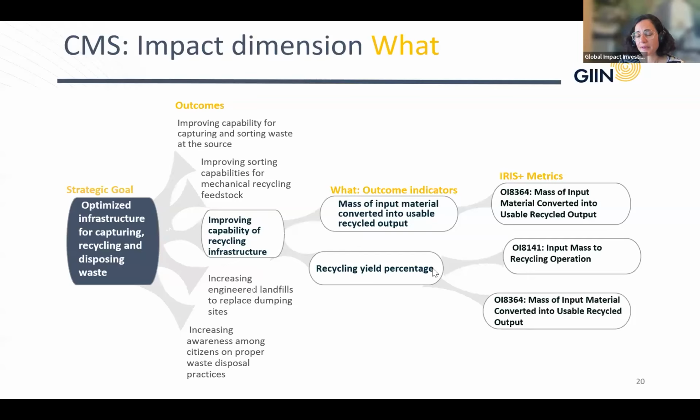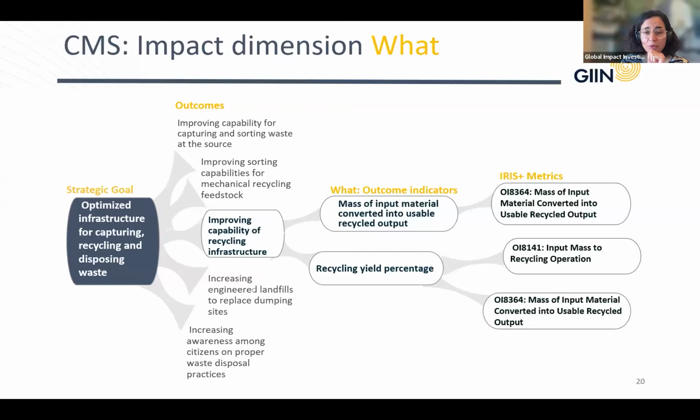So what are the outcome indicators? And now, hopefully, there is a bit of fluency in the room around the resources that you can find on IRIS Plus, and in particular around how to think of locating the metrics and indicators and relevant resources there. So what are the outcome indicators for improving capability of recycling infrastructure that the working group and the process arrived at?